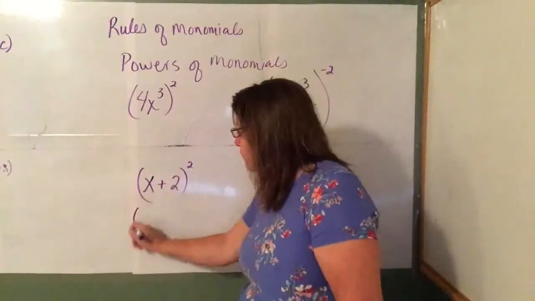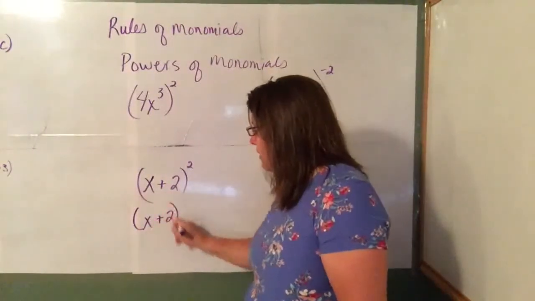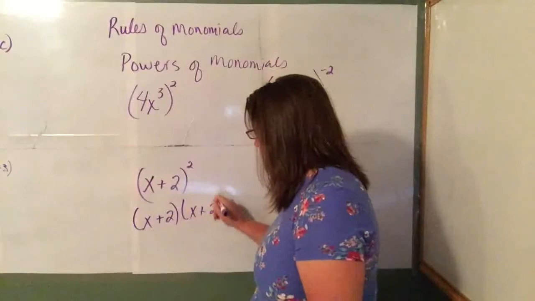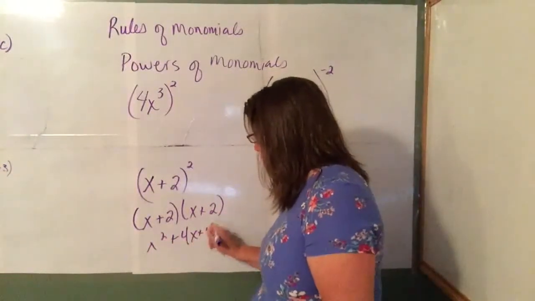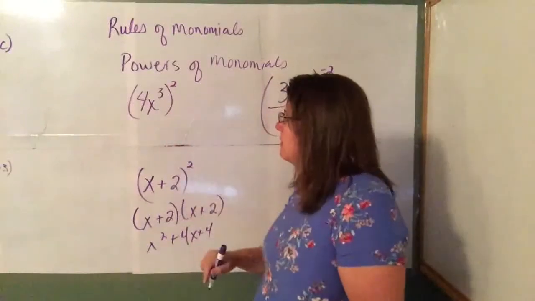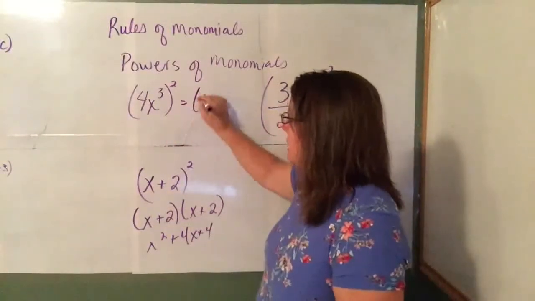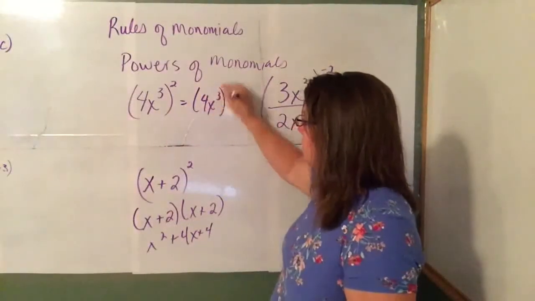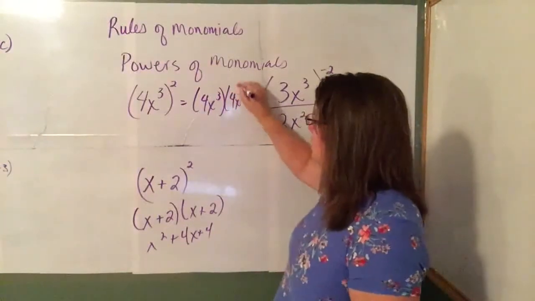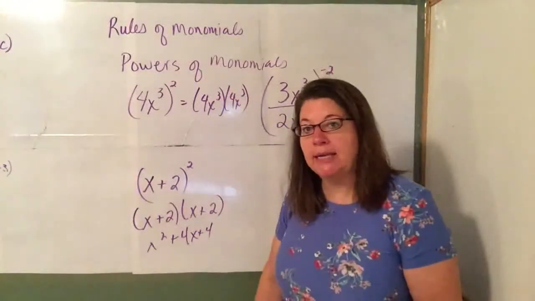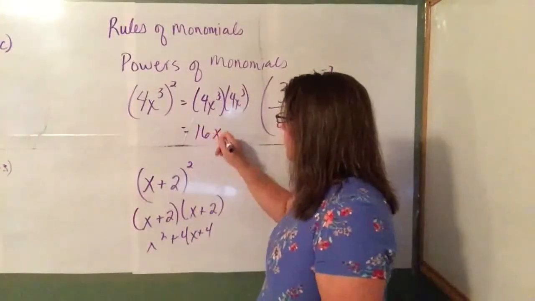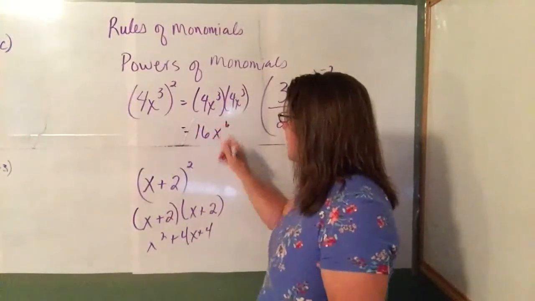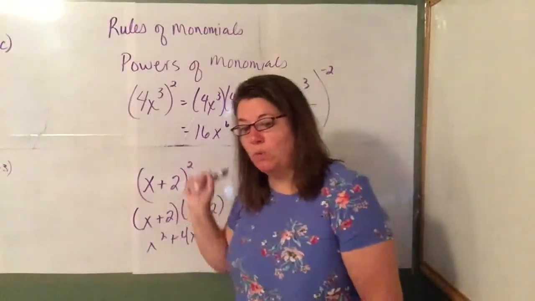This means I have to write it down twice and FOIL. So that's x squared plus 4x plus 4. This means, well, I could say I need to write that down twice, but I wouldn't be FOILing, I would just be multiplying. In that case, I would get 4 times 4 is 16. X cubed times x cubed is x to the 6th. So that's one way to do it.